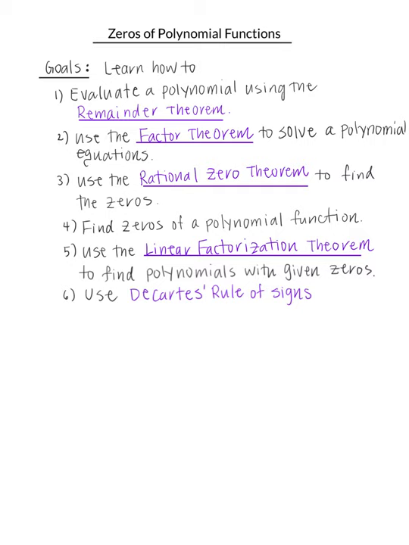Dear Lord, do you see how many theorems that we're going to have to go through? We got the Remainder Theorem, Factor Theorem, Rational Zero Theorem, Linear Factorization Theorem, and Descartes' rule of signs. We're going to get through this together. So let's take one thing at a time. So let's start from goal number one, which is the Remainder Theorem.